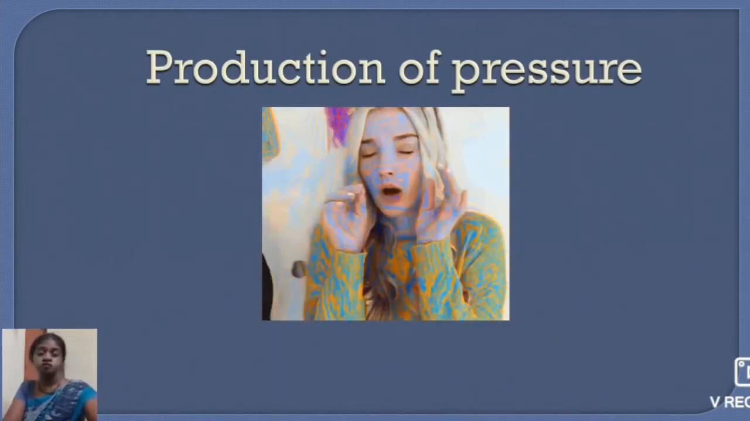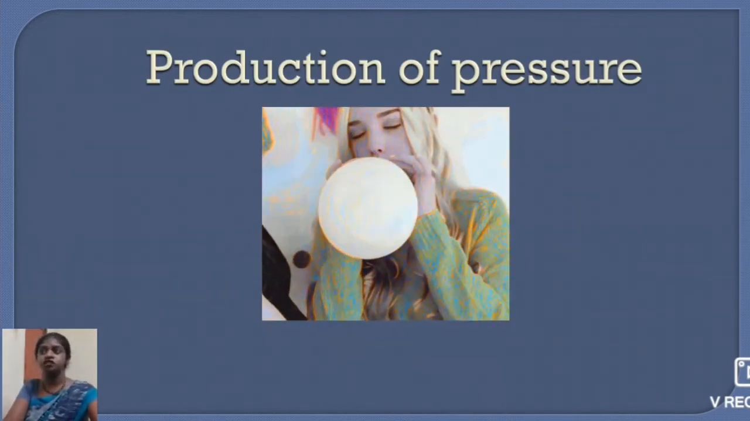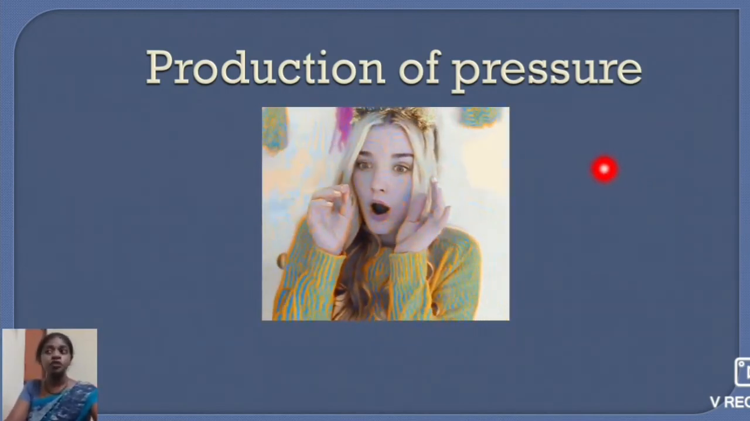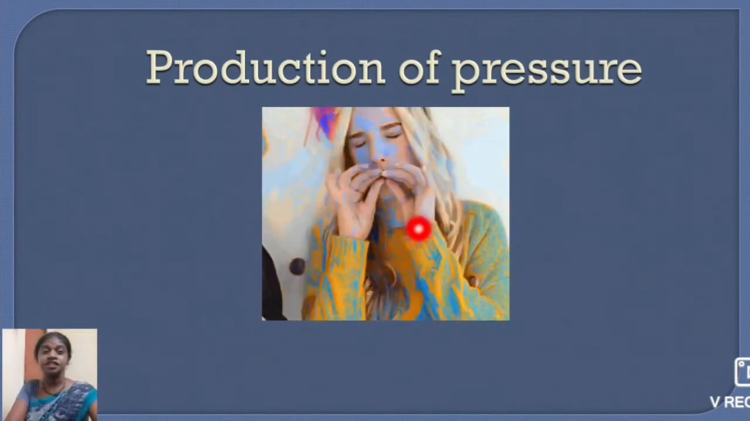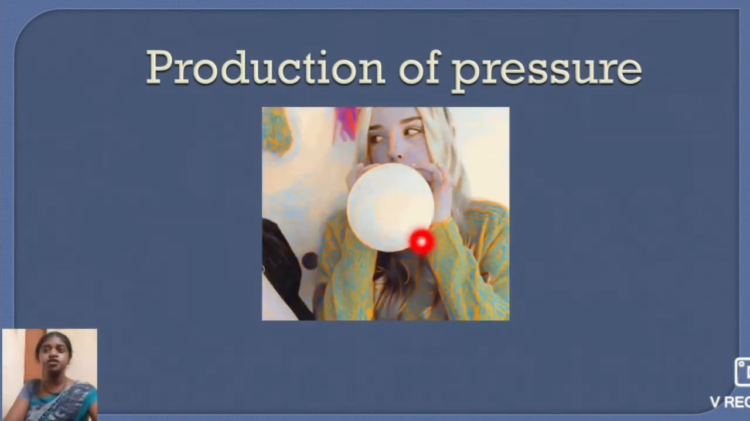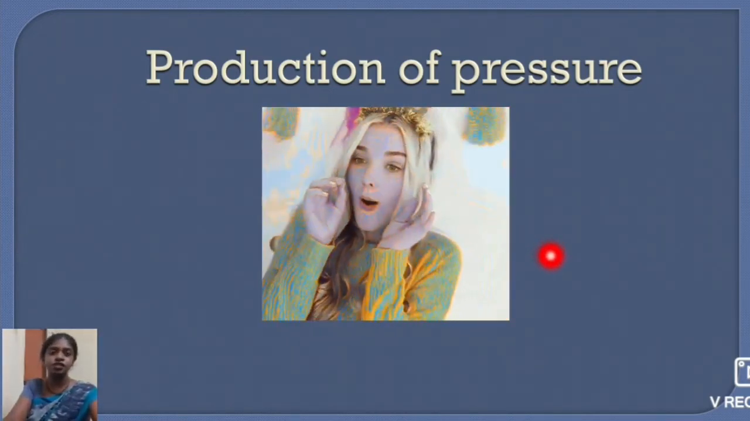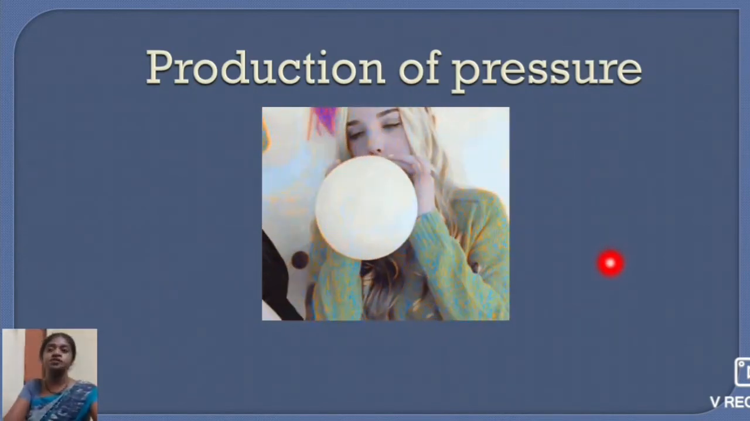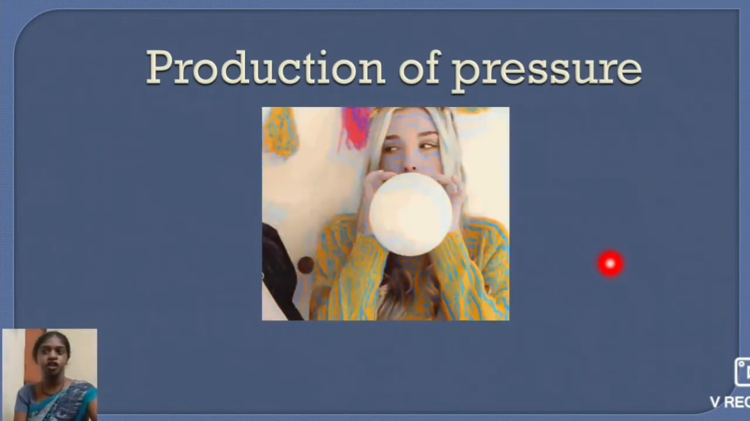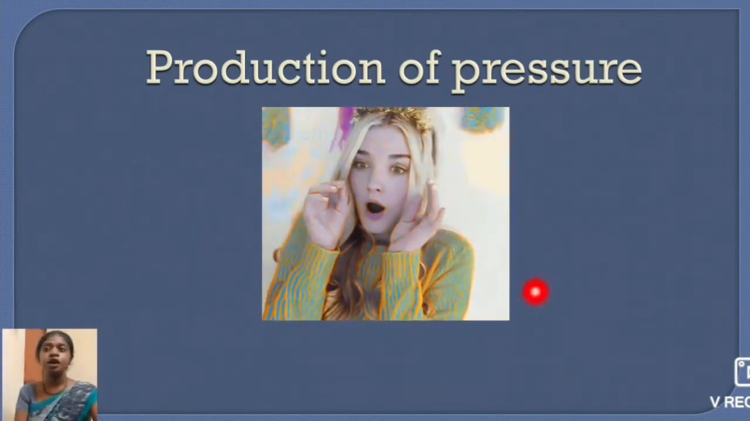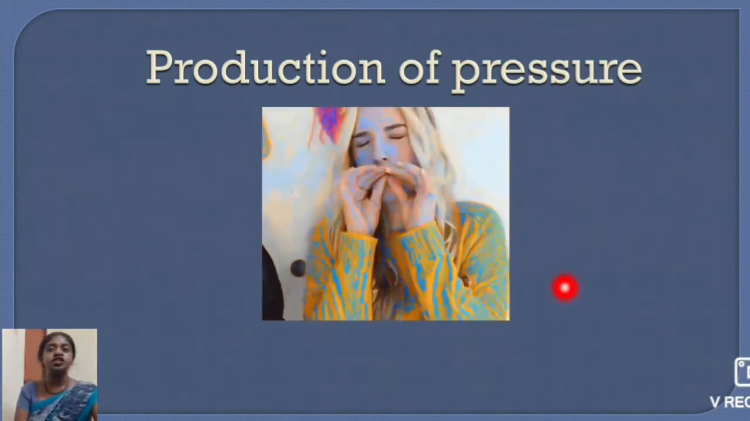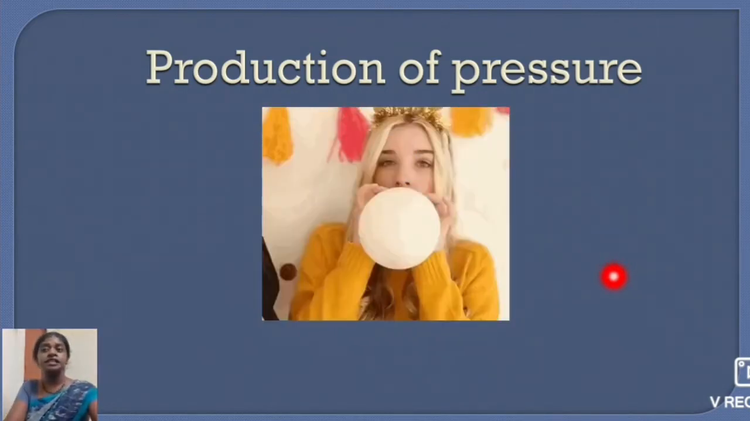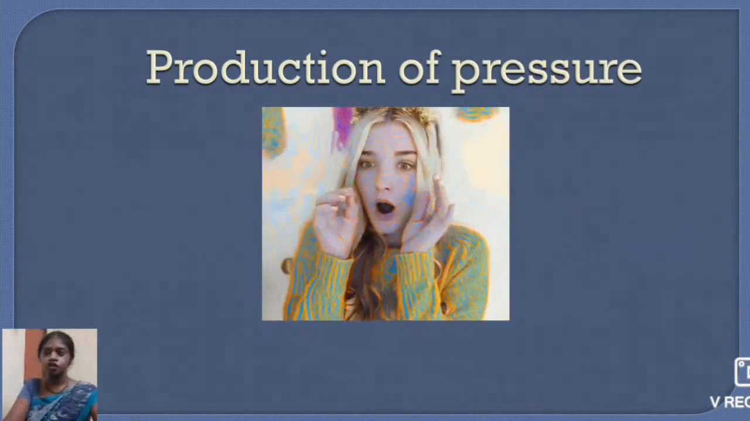Now we are going to see about the production of pressure. What happens when you press hard on a balloon full of air? Yes, it will burst. It will burst due to the sudden release of air as a result of increased pressure. Some chemical reactions produce gas which builds up pressure when the reaction takes place in a closed container. If the pressure goes beyond the limit, we get an explosion.